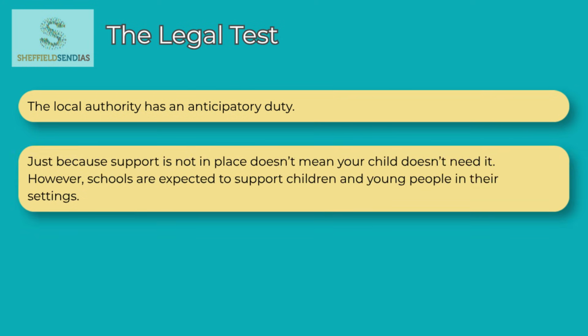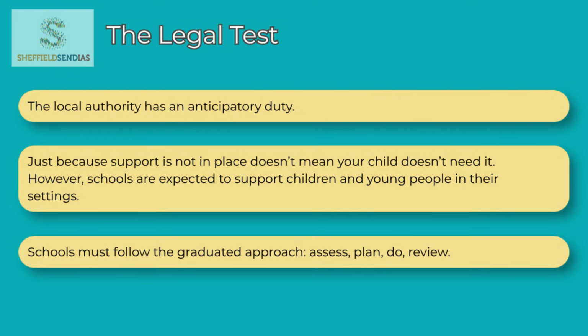If support or provision are not in place, that does not automatically mean that your child or young person doesn't need it. It only means that they're not receiving it. However, it's also important to be aware that all schools are expected to support children and young people within their settings. The local authority will be looking for evidence that the school has followed the graduated approach. This is a cycle of assess, plan, do, review. You can find out more information about this in the video description.